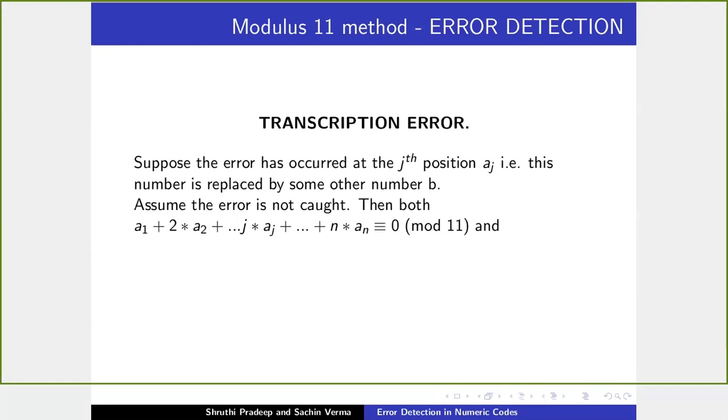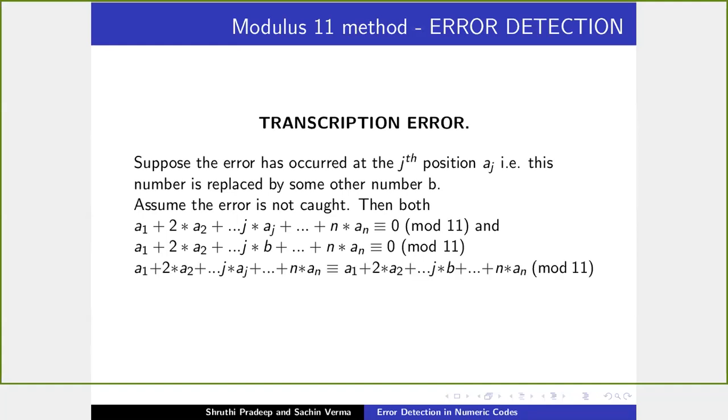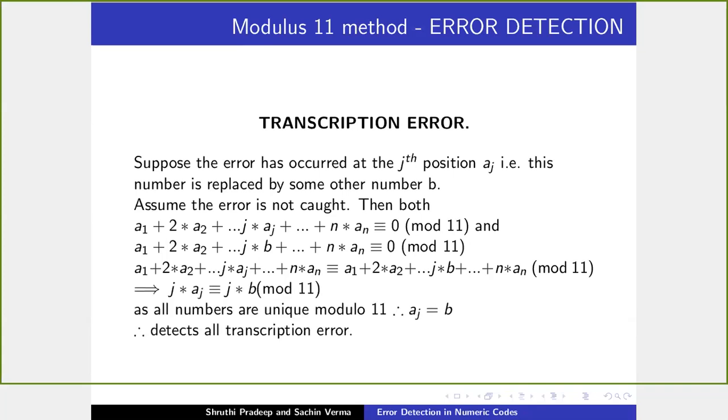Let us assume that the error is not caught. So what we have is a1 plus 2 into a2 plus and so on, j into aj plus and so on, n into an, congruent to 0 mod 11. And for the replaced one, if the error is not caught, that means you're getting the same check digit. So a1 and the rest of the things are the same. It's just that at the jth position, aj is being replaced by b. Now, if both of them are congruent to 0 mod 11, we can equate the two, correct?